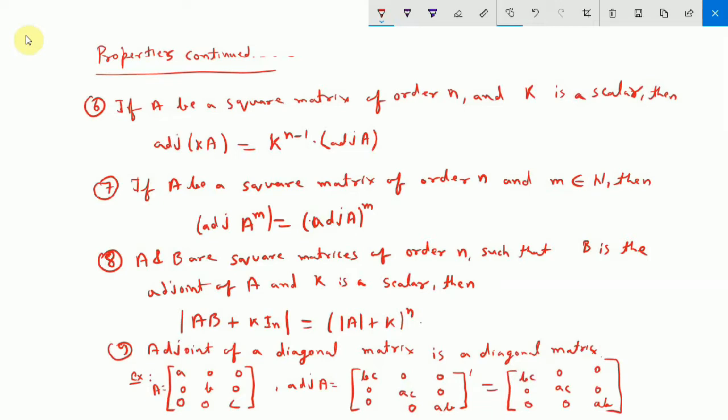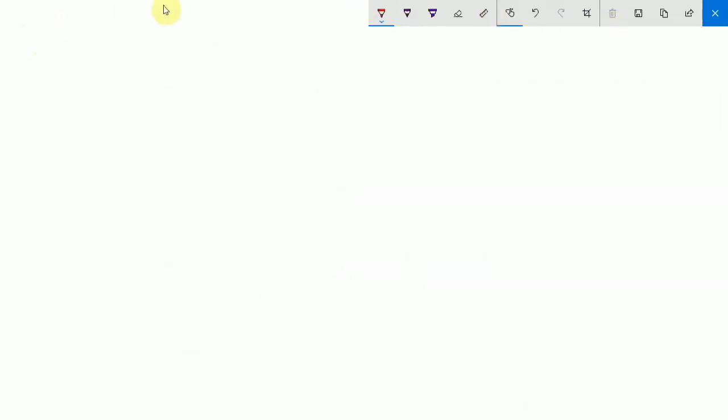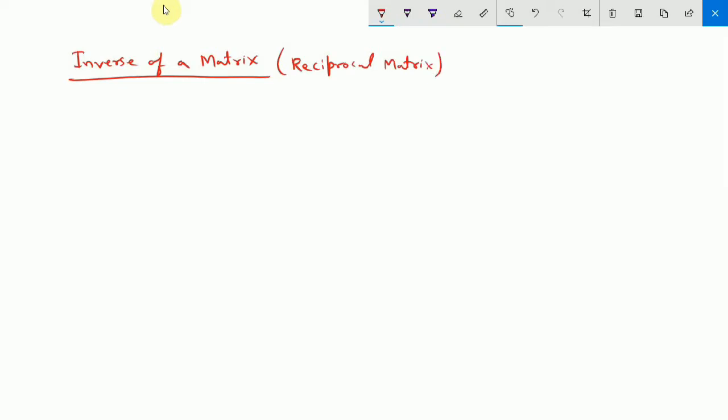So next we will see how to calculate the inverse of a matrix. Inverse of a matrix. Also we call it a reciprocal matrix. So how to calculate the inverse?